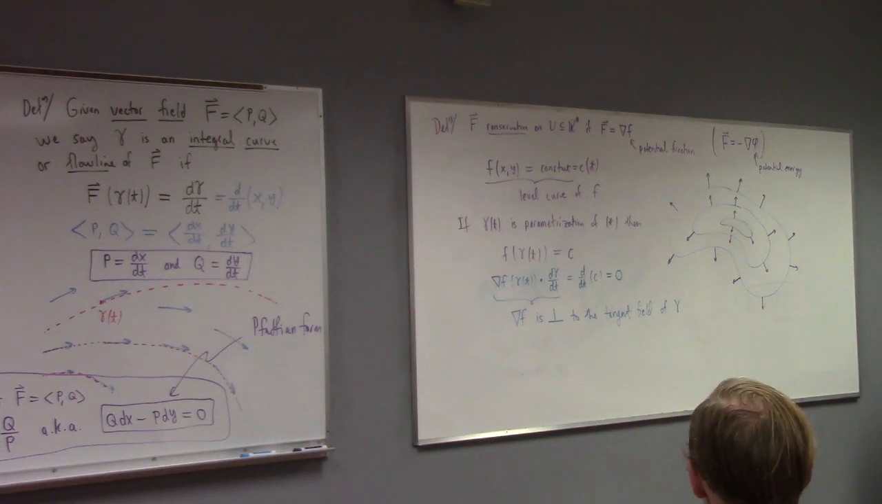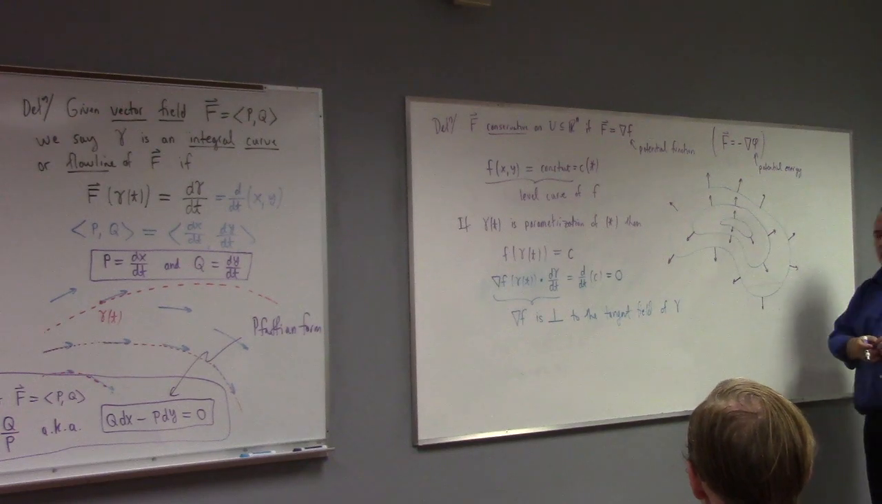Okay, so what does this mean? This means that for a level curve, the gradient vector field points in the direction that you need to go in order to level up, right? So that's just a quick review of this math here.